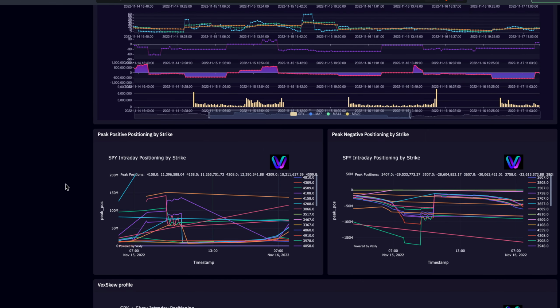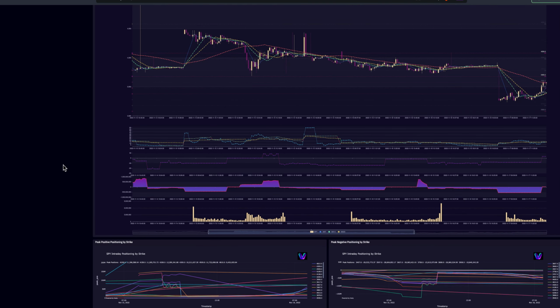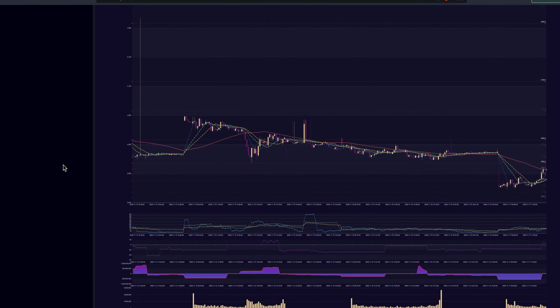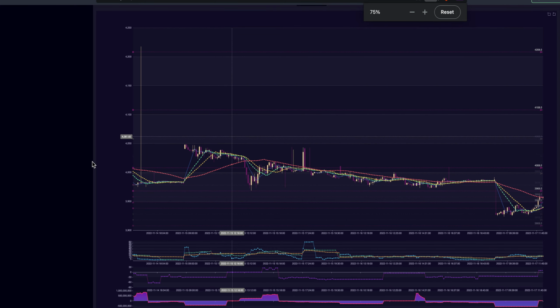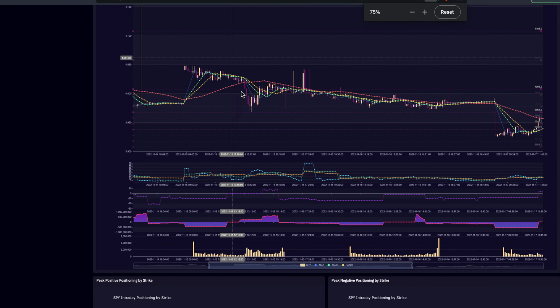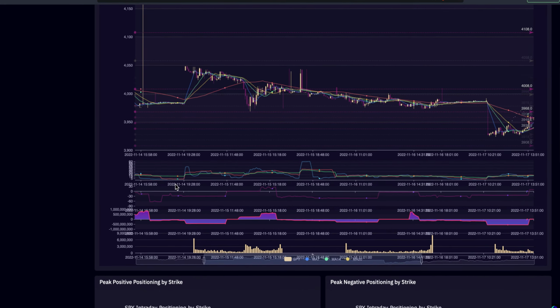So all the levels that are color coded on these charts, are they on the top graph too? Yeah, they're all on the top graph too as well. So you don't need to. Let me zoom in on this a little bit. Right, yeah, there you go.